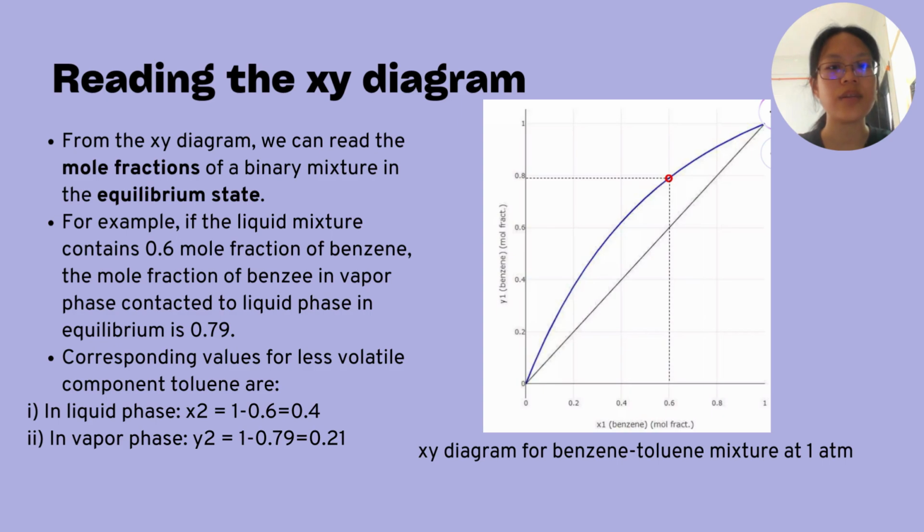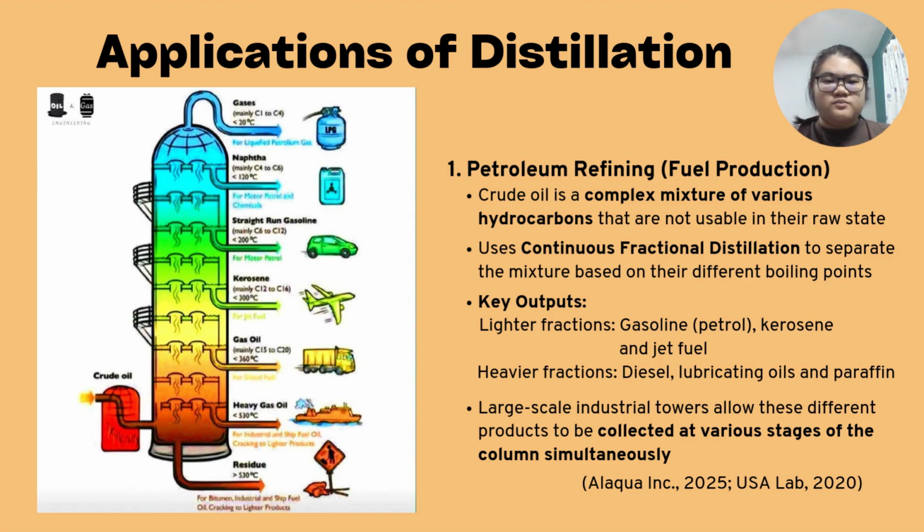The remaining fraction belongs to the less volatile component, toluene. Thus, in the liquid phase, the mole fraction of toluene is X2, which is equal to 1 minus 0.6, equal to 0.4. And in the vapor phase, it is Y2, which is equal to 1 minus 0.79 and is equal to 0.21. Now let's move on to the application of distillation.